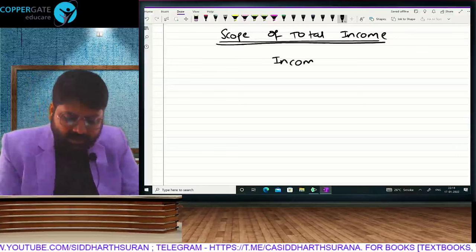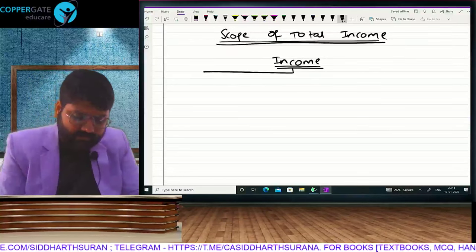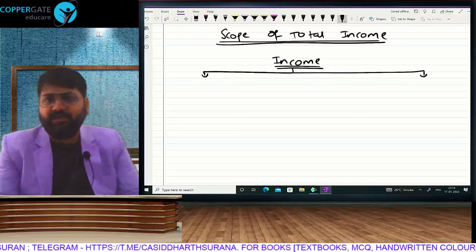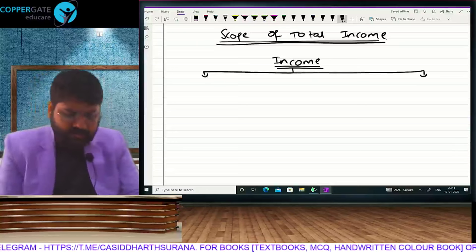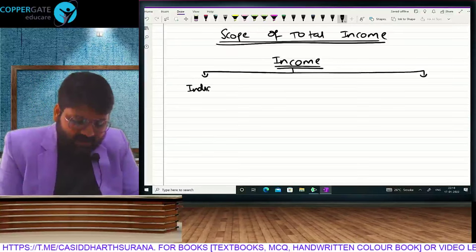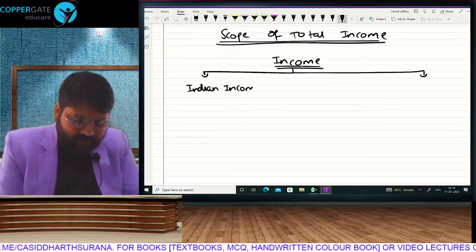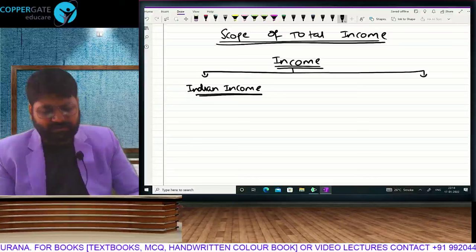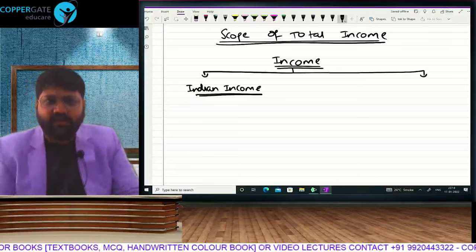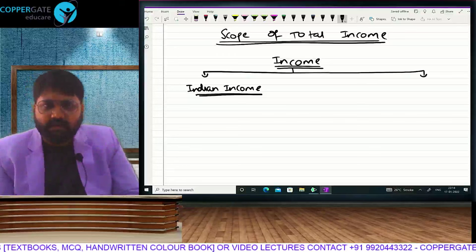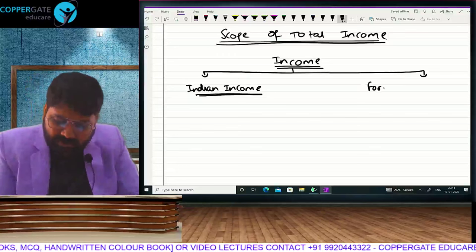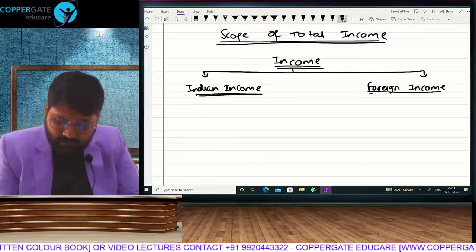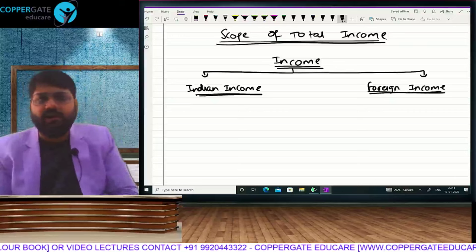Whatever income has been earned by the assessee, it will be divided into two types of income. Income of an assessee will be categorized into two types. Any income that the assessee has earned in India, we call it the principle of source. Income earned by the assessee in India based on the principle of source, can I call it that it is going to be Indian income? And any income earned by the assessee outside India, foreign income.